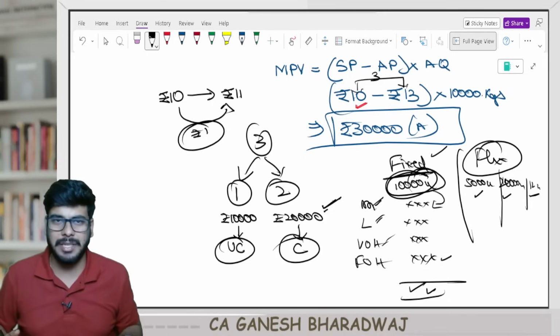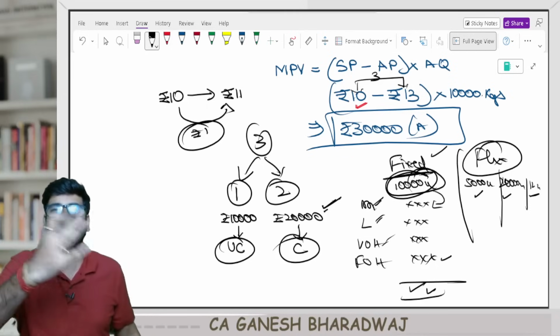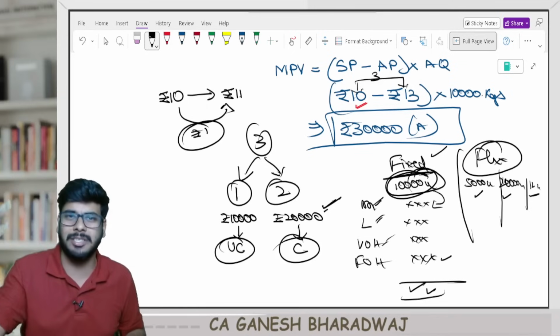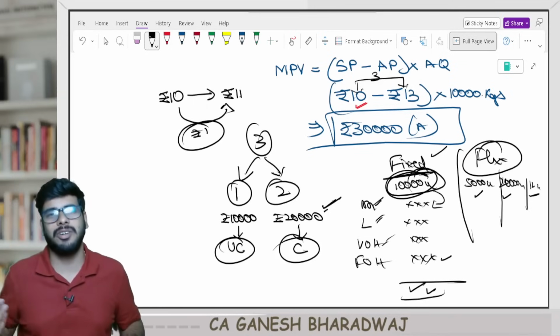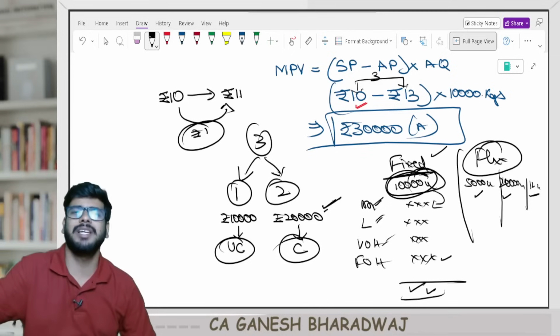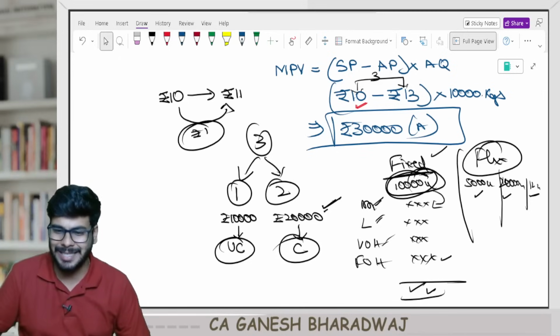Simple. Using the fixed budget, find out which are the variable costs and which are the fixed costs. Fixed costs remain constant in total, and variable costs remain constant on a per unit level. Based on this, you prepare your budgeted data for any other volume level. Different volume levels, it's called a flexible budget. As simple as that, guys.